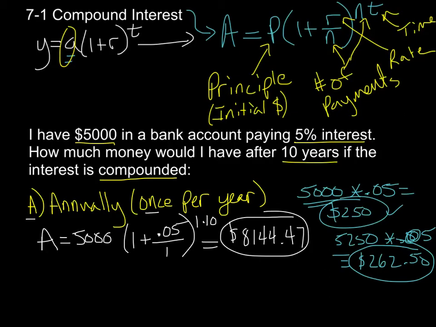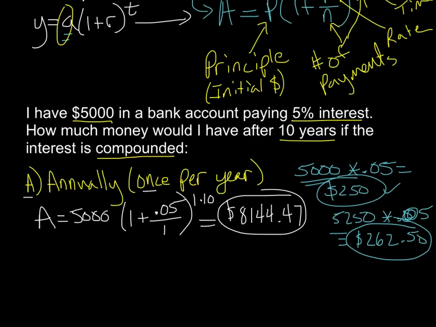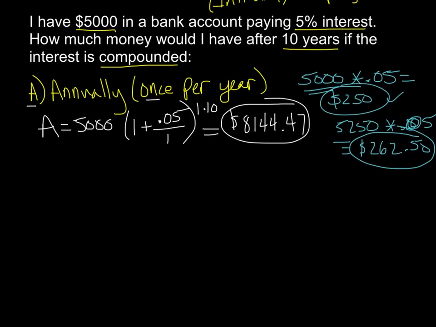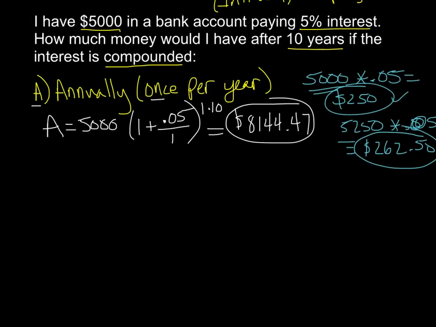So I gained a little more than $3,000, and I did absolutely nothing. Okay, compound interest. Earned $250 the first year, $262 the next, and so on through the 10 years. But the reality is most banks do not compound the interest annually. They compound it more often than that. And another way to compound the interest would be monthly. And monthly, of course, means 12 times per year.